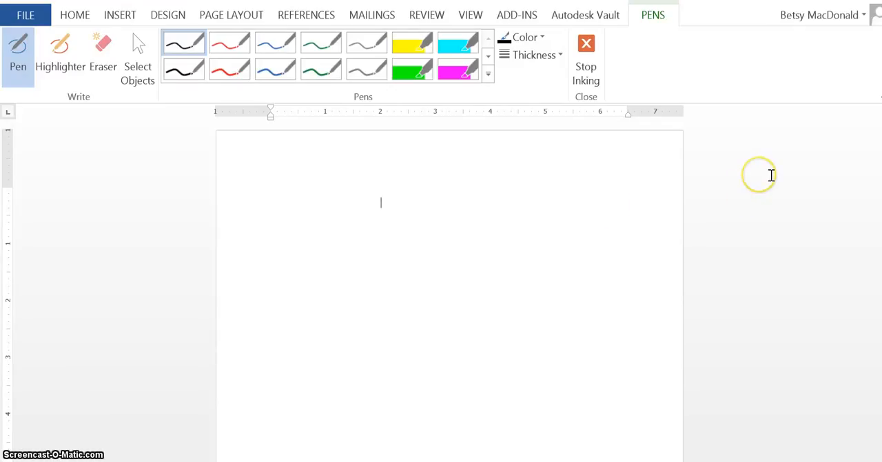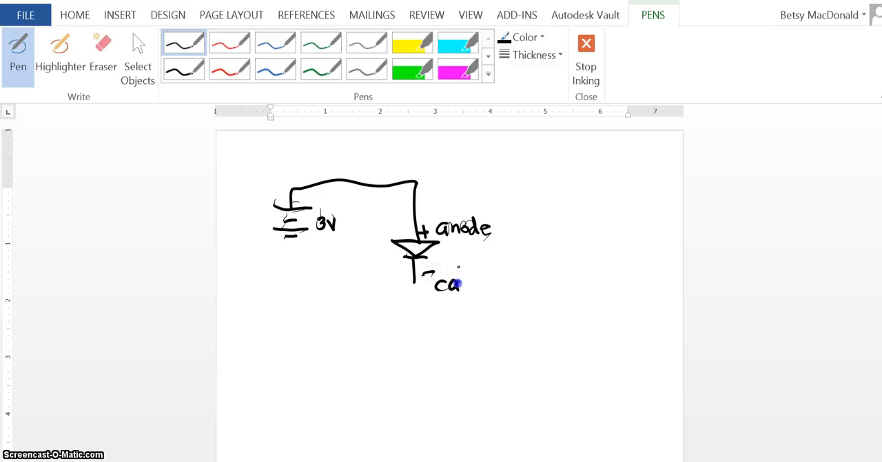Okay, we're going to jump back to our coin battery again. So this is 3 volts. And it's going into the LED again. By the way, the long leg of the LED is called an anode. And the short leg, or the minus leg, is called the cathode. We'll be talking about anode and cathode a little more later.